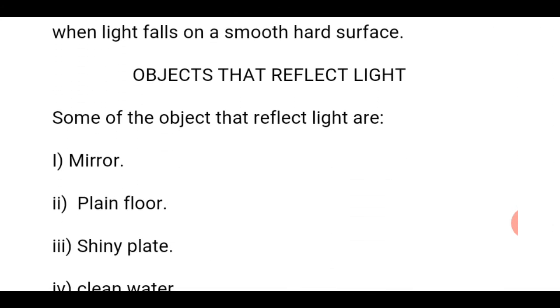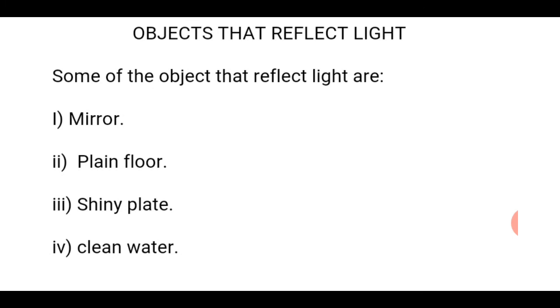Now, objects that reflect light. We mentioned 4 objects that reflect light. They are: number 1, mirror; the second one is plane floor; the third one is shining plate; and the last one, the fourth one, is clean water.